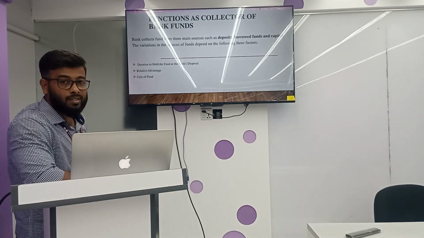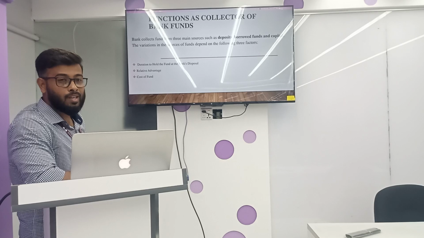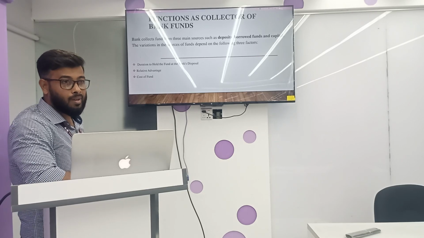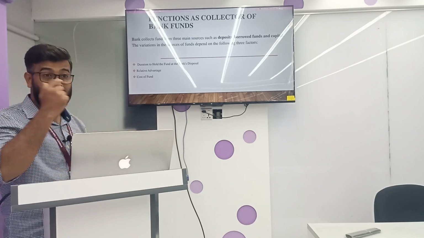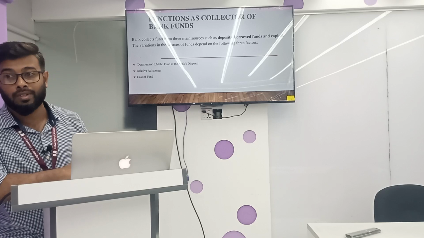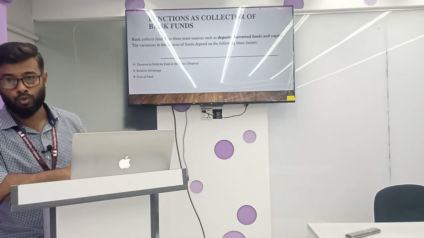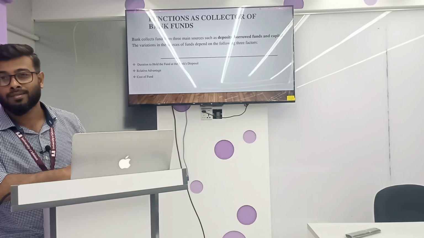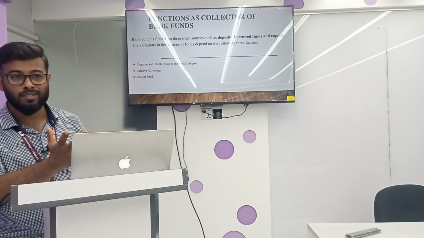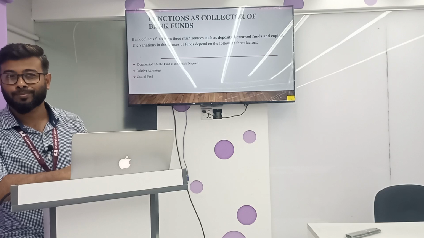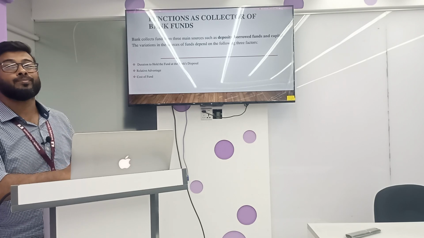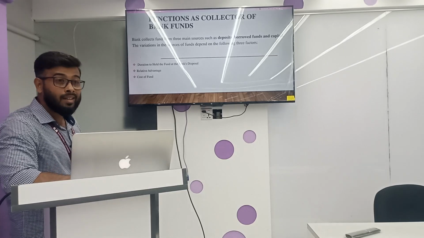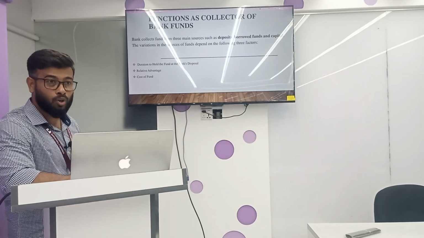And then cost of funds. You have to consider the cost of funds. If you collect funds from a different source and its cost is very high, will you collect the fund from that source? Will you go for this? Why? You always intend to minimize your cost of borrowing funds, right?